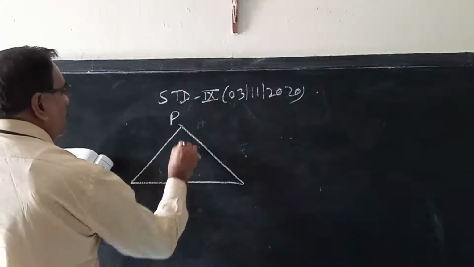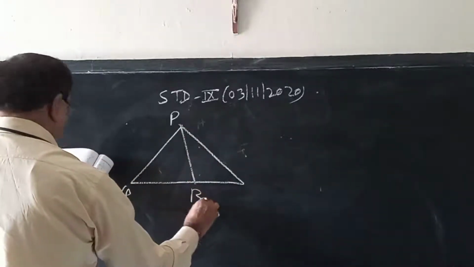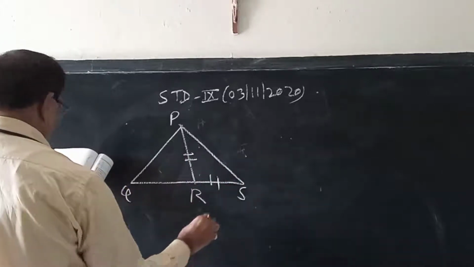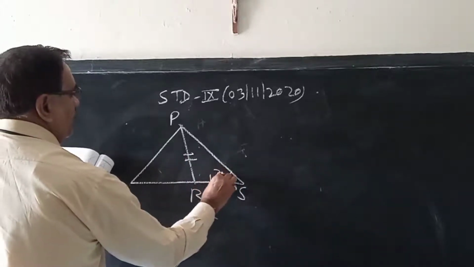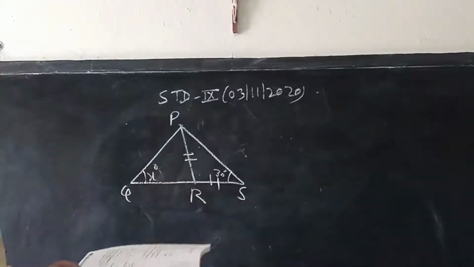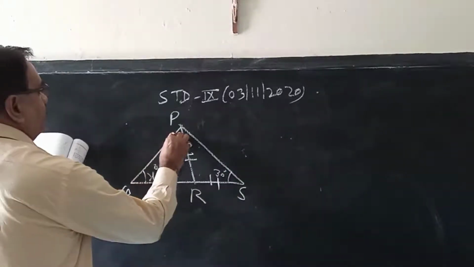P, Q, R, S. This side is given as equal. This is given as 30 degrees. You have to find this value x. The x value you have to find. This is given as 52.